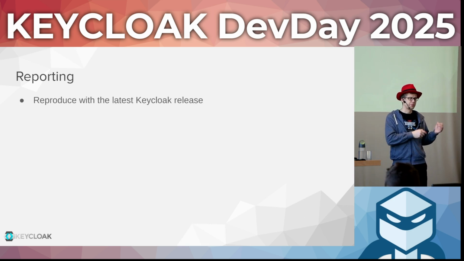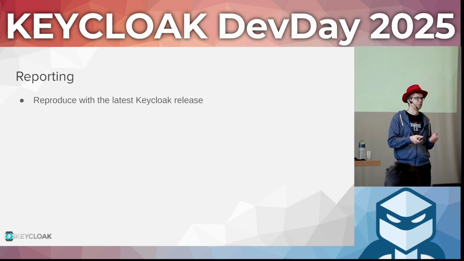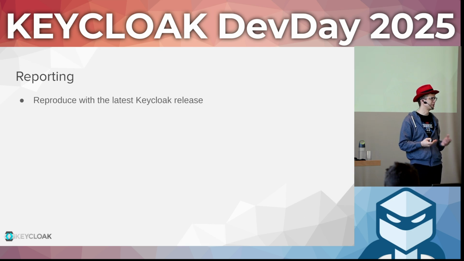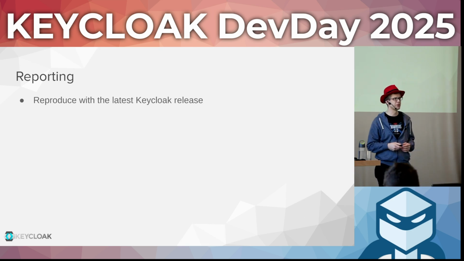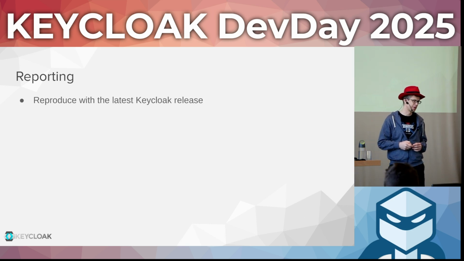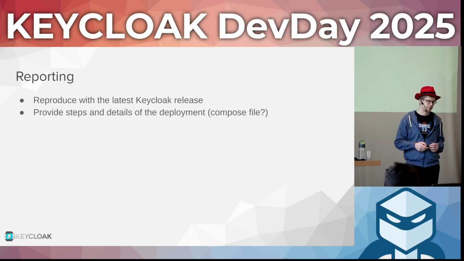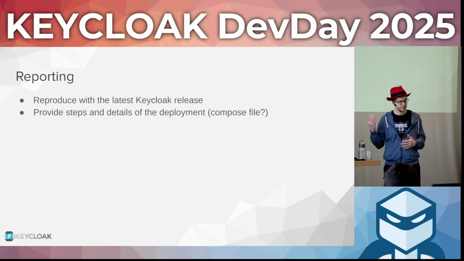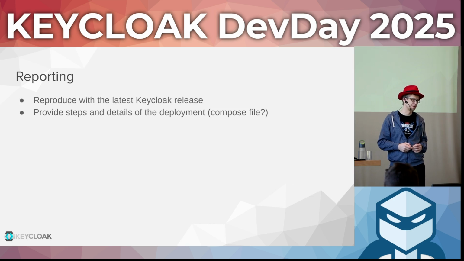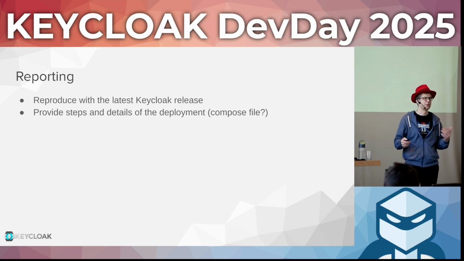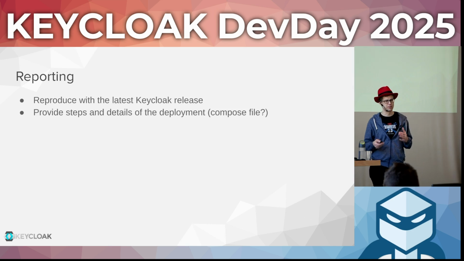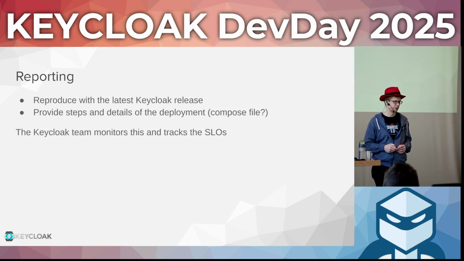Because if you report it for an earlier release, we will put a note there and give you a deadline of, is it 14 days, to reproduce it with the latest release. And then the issue will be closed if you didn't come back to us with the latest release. So that's how we handle things in the community. We really need your feedback about whether it still exists in the latest release. And then you need to also provide us the steps and the details of the deployment. Maybe give us a compose file, maybe some manual steps, screenshots, whatever we need to really reproduce the issue.